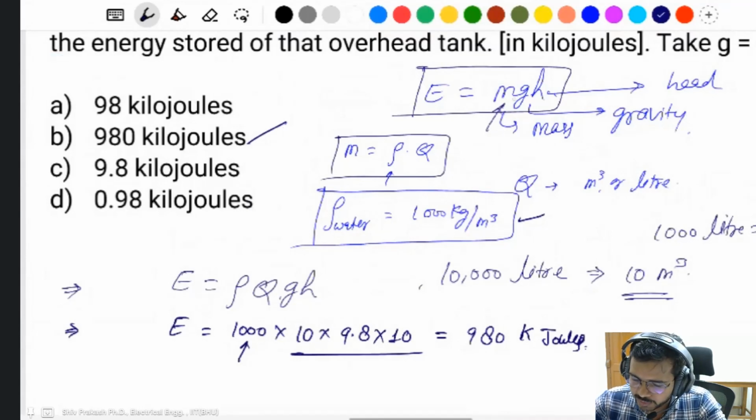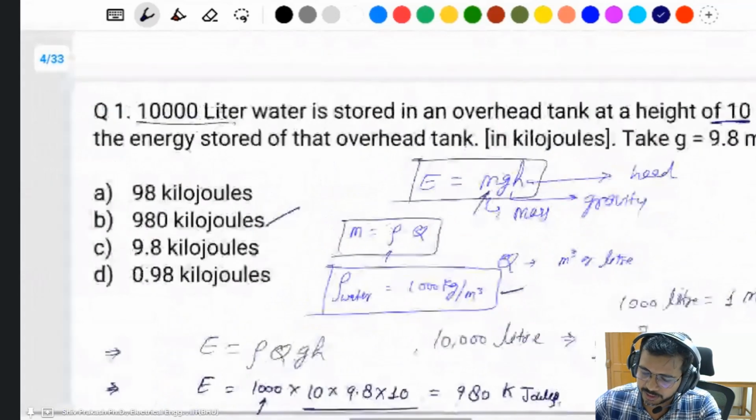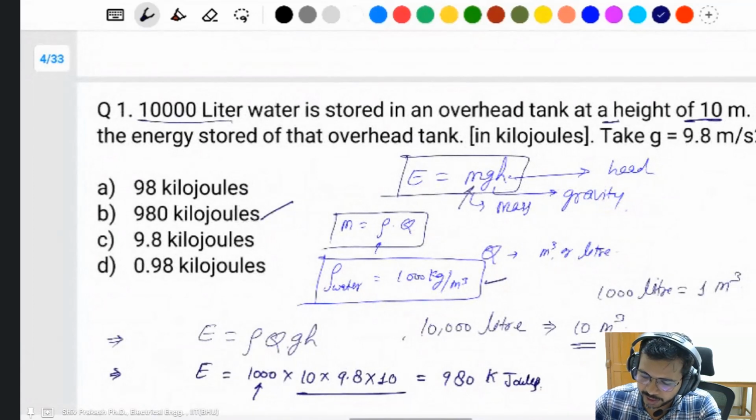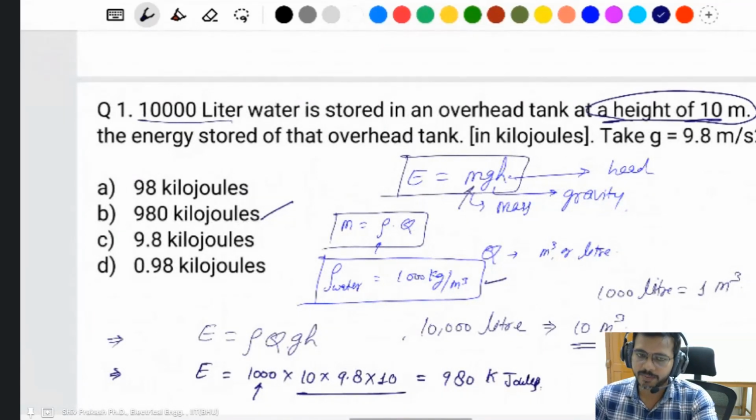Simply, energy is mgh, like a static energy: mass, gravity and height. The height here in the water tank is the head. Height is replaced by the head. Same thing.